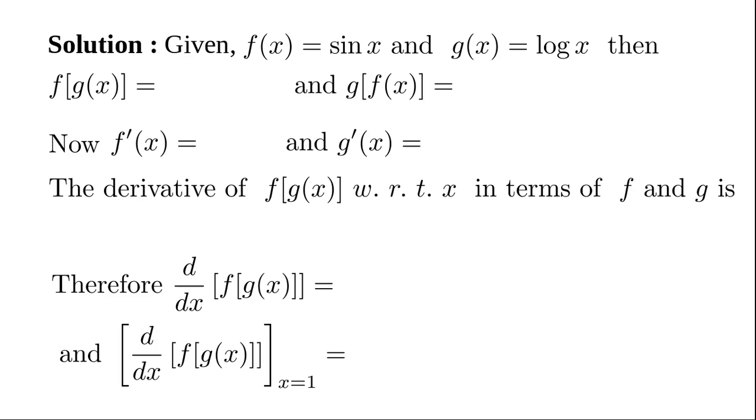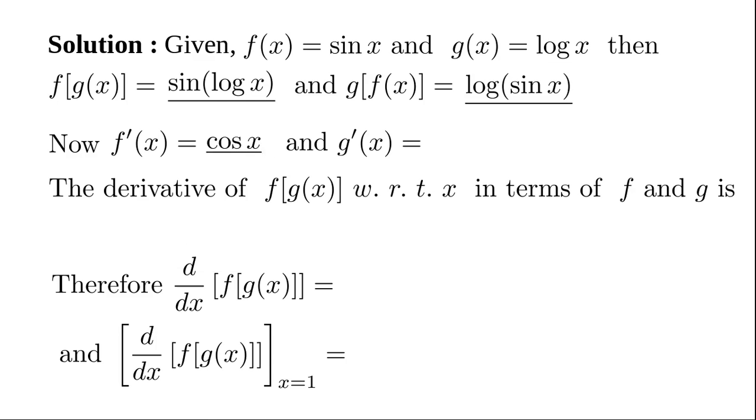So what the solution says is, you are given f of x equal to sin x, g of x equal to log x, and you are asked to express f of g of x and g of f of x, which is nothing but sin of log x, and here it is log of sin x. The derivative of f of x is f dash of x, replaced by cos x, and g dash of x, that is the derivative of log x, is 1 by x.